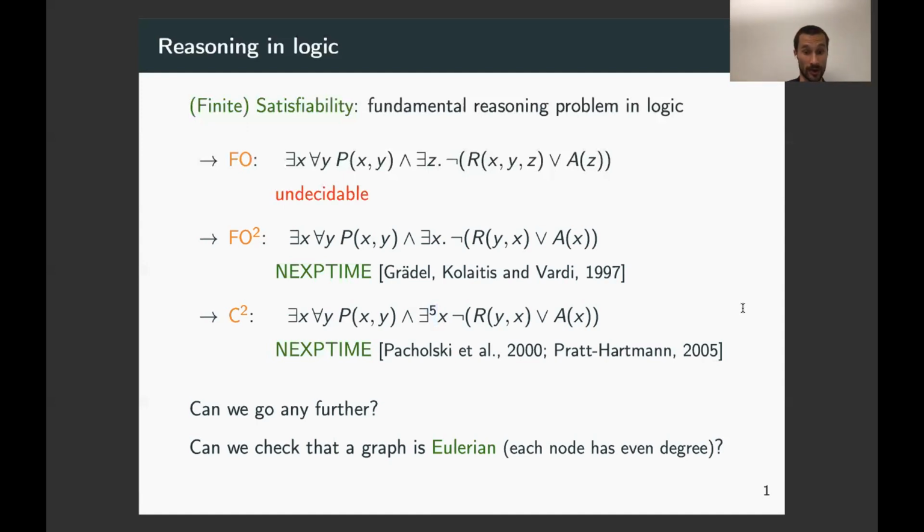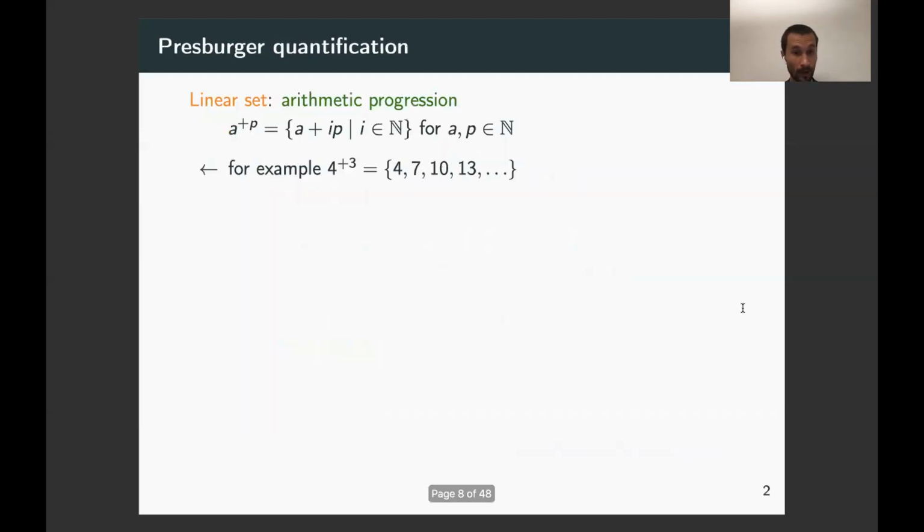And the key question for this particular research is, can we check that a graph is Eulerian, meaning that each node in this graph has even degree? It's not difficult to see that it is not possible to check this property in C2. However, to do this, we can use Presburger quantification. What is it? Well, let's start with linear sets. These are basically sets of natural numbers which form arithmetic progressions. For example, a plus pN is the set of numbers a plus p, a plus 2p, a plus 3p, and so on and so on.